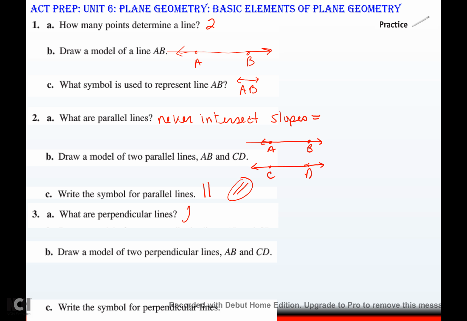Perpendicular lines are lines that intersect at a 90-degree angle. B, draw a model of 2 perpendicular lines, AB and CD. Well, if I make AB go this way, then I could do CD this way. And you could draw this a million different ways, but those 2 lines would be perpendicular. And the symbol for perpendicular lines is that upside down T. Okay?